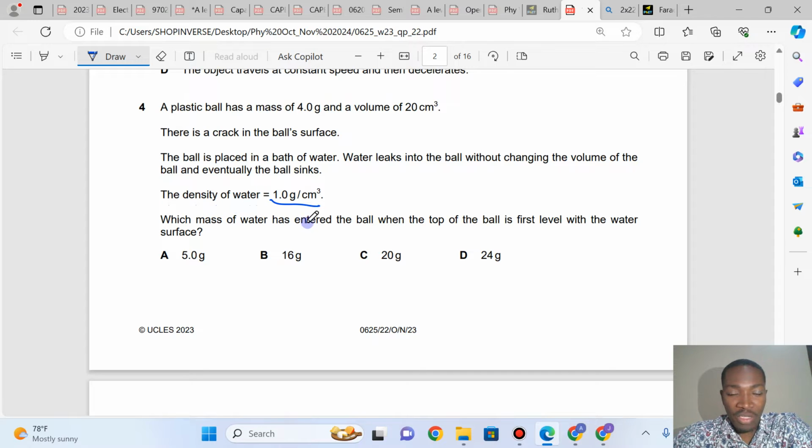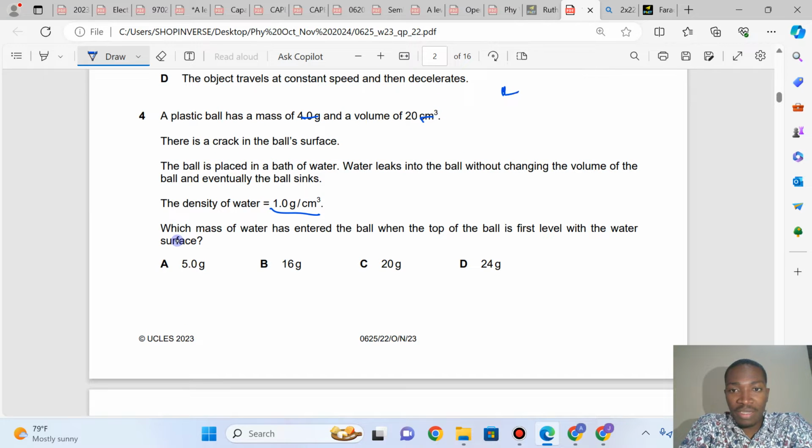Which mass of water has entered the ball when the top of the ball is first level with the water surface? All right, let's look at that. This is the mass of the ball, this is the volume of the ball. If you calculate the density of the ball, divide the mass by the volume, you get 0.2 gram per cm cube.